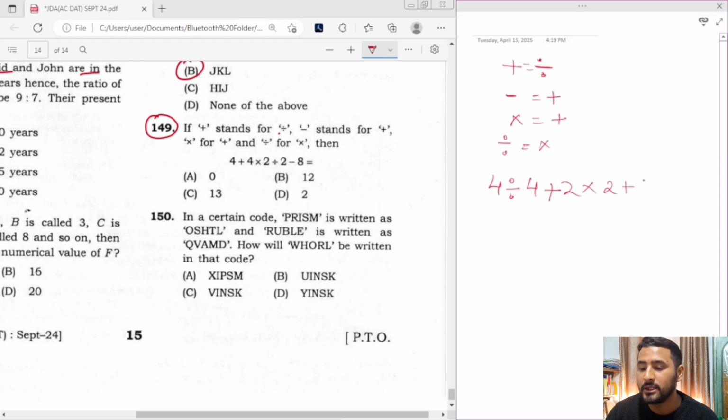You should get the answer. 4 divided by 4 is 1, plus 2 into 2 is 4, plus 8. 8 plus 4 is 12. Then we're getting 13. Answer would be option number C, 13.